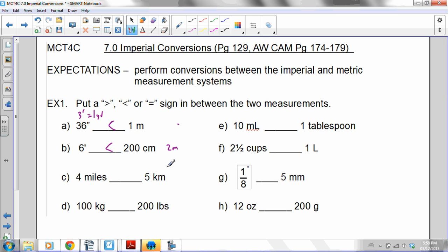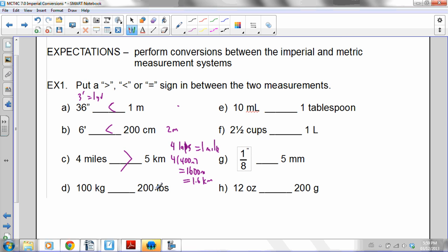That one's really tough. The way I remember the connection between miles and kilometers is that 4 laps of a standard track is 1 mile. But it's also 400 meters. So I remember that connection. 1 mile is the same as 1.6 kilometers. So as it turns out, 4 miles is a little bit bigger than 5 kilometers.